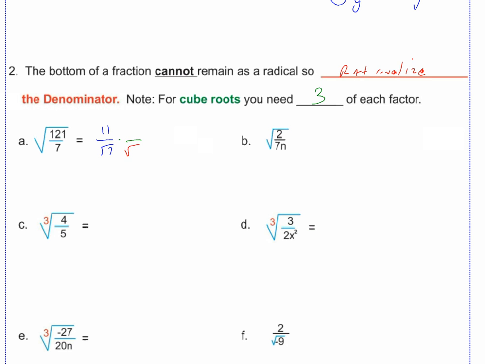So hopefully you agree you're going to multiply that bottom by the square root of 7. What are you after? You're taking a square root and you need 2 7s to take the square root. You already have 1. So you're going to supply the second one. Whatever you do to the bottom, you're going to do the same thing to the top, right? Top ends up 11 times the square root of 7. And the bottom, square root of 7 times the square root of 7 is 7.